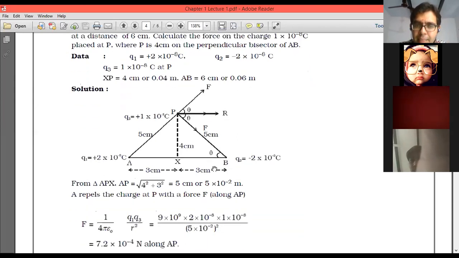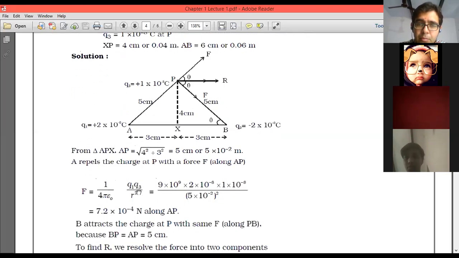Now, let's take this angle as theta. When this angle is theta, the angle BPR is also theta, and by simple geometry, we can also show that angle FPR is also theta. First, we need to find the distance AP, because when I find the force on the charge present at P due to the charge present at A, I will require this distance.